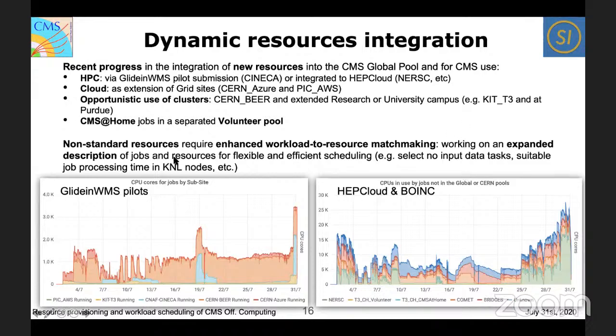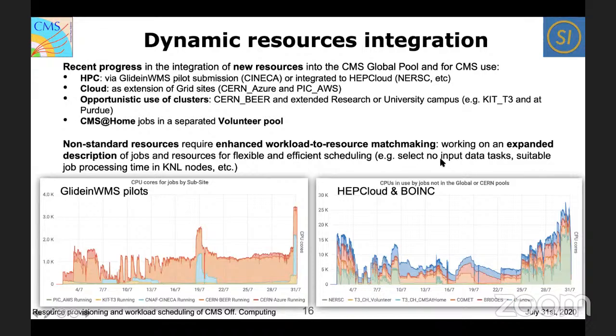Okay, an important aspect is that in order to use many of these resources, which are non-standard, we need an enhanced workload and two-resource matchmaking. So this means that we need an expanded description of both the jobs and the resources. For example, we know that some of these machines are actually running on KNL nodes, and this radically modifies the running time of the jobs. So we need to make additional selection of what type of jobs can run in these resources.